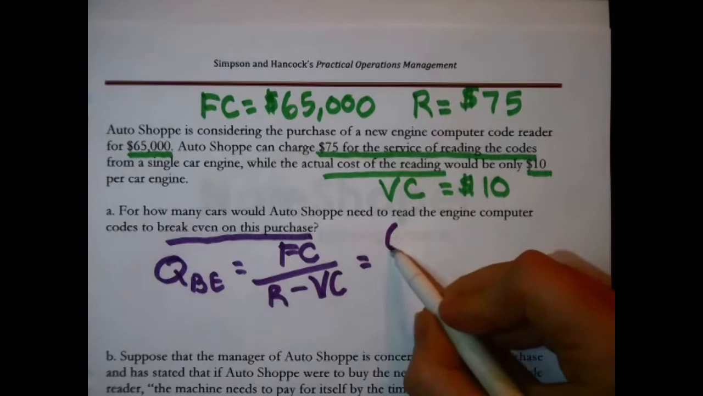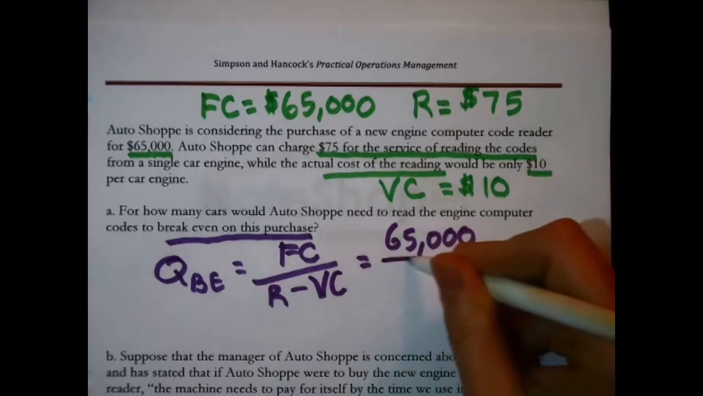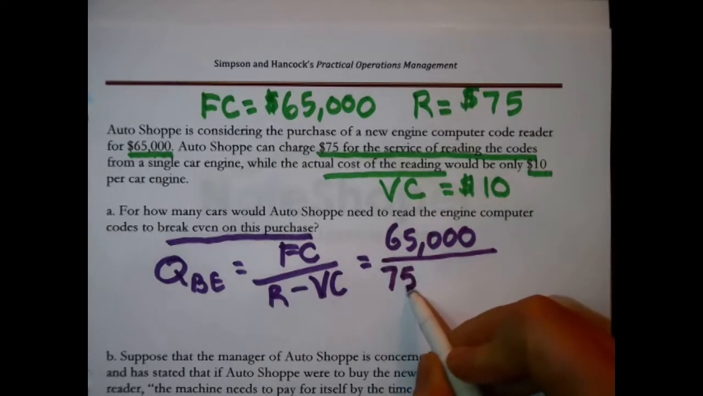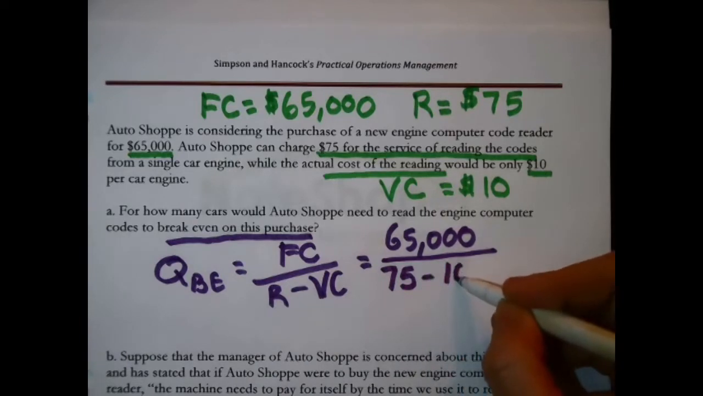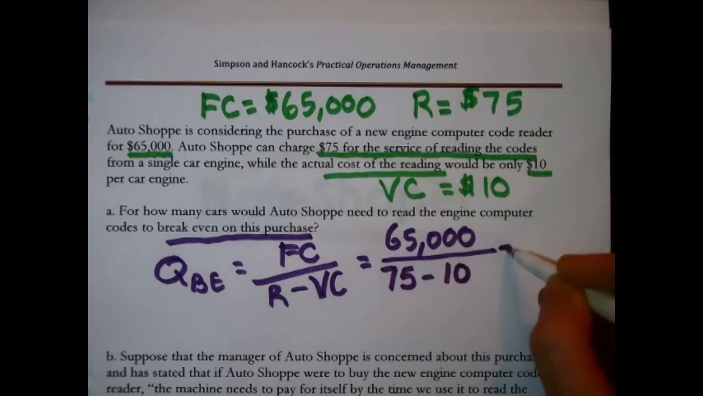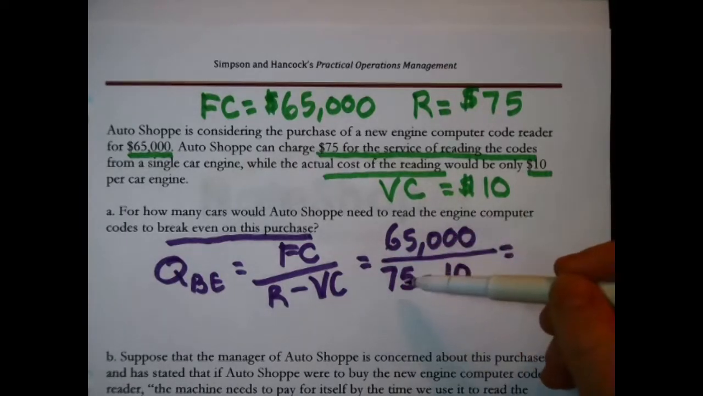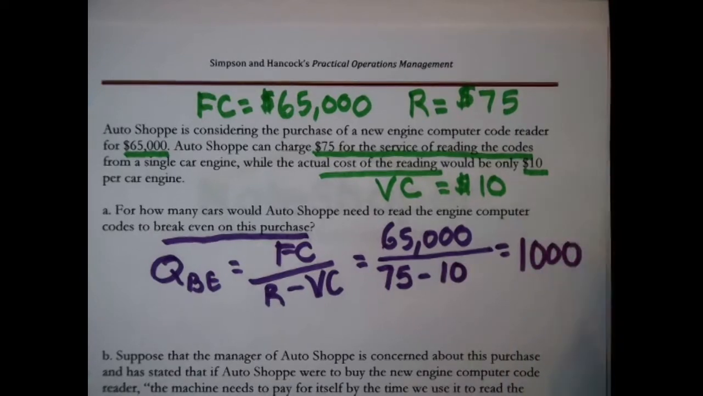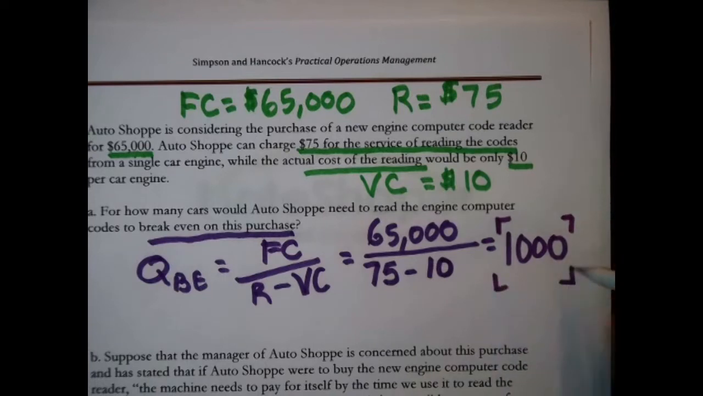In the case of AutoShop, they're going to put down $65,000 to buy that computer code reader. They can charge $75 for each computer code that they read. That's R minus, it does cost them $10 to do the reading. So this winds up being 65,000 divided by 65. It comes out nice and neat: 1,000. 1,000 what? 1,000 readings.